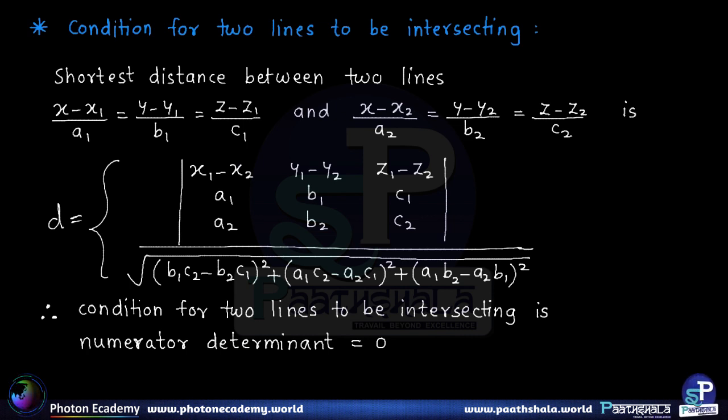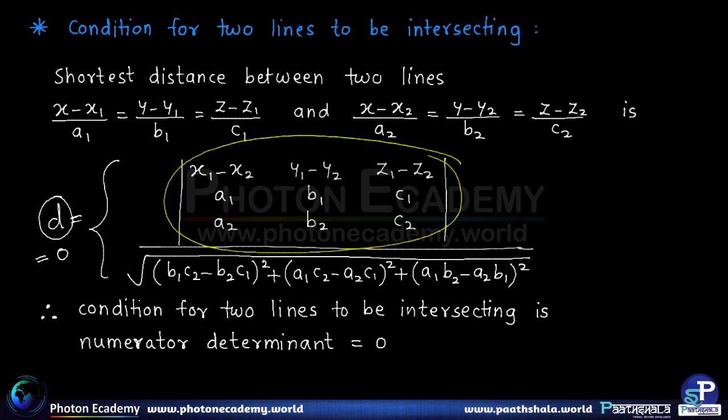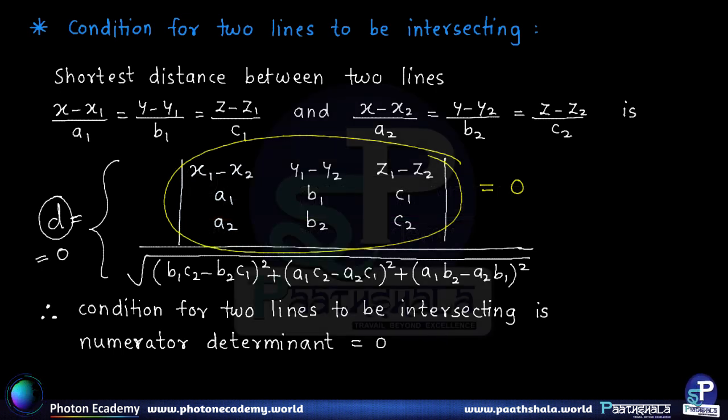Now if the two lines are intersecting, it just means that the shortest distance between them is 0, that is, there is no shortest distance, they just intersect. So therefore if this whole quantity is 0, then the numerator determinant has to be equal to 0. So the condition for two lines to be intersecting is that the numerator determinant is 0. If this particular determinant turns out to be 0, then the lines are intersecting. So let us solve one sum based on this particular condition.